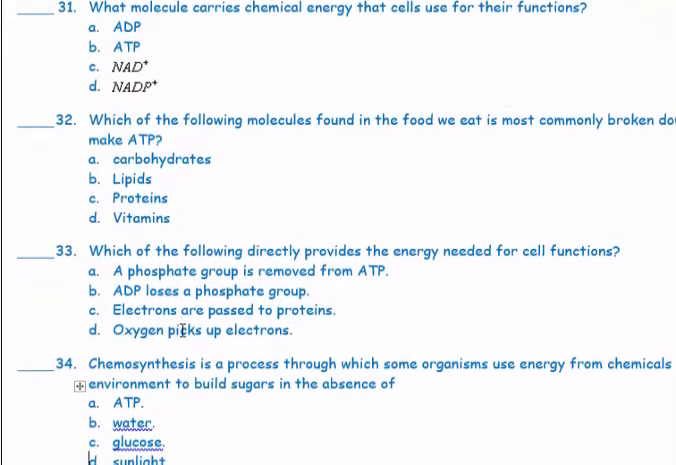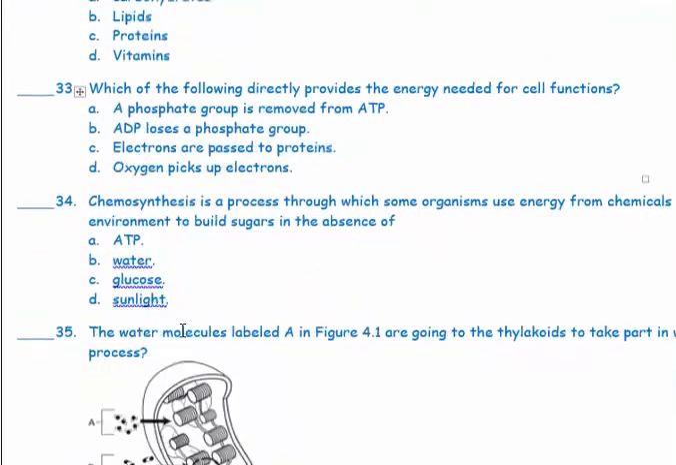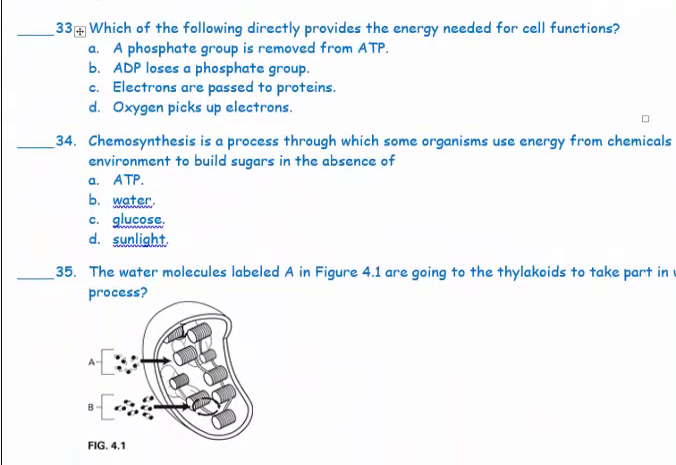33. Which of the following directly provides the energy needed for cell functions? 33A. A phosphate group that is removed from ATP. Again and again, ATP is the energy currency of the cell.